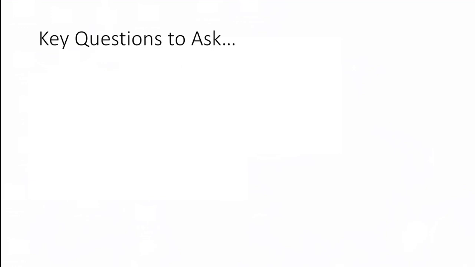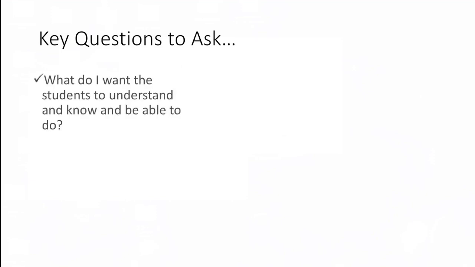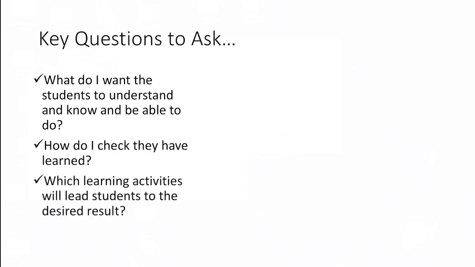So there are some key questions that you can ask yourself as you're beginning this backwards design process and creating your course map. And those are, what do I want my students to understand and know and be able to do? That's the first thing. How do I check that they have actually learned it? And which activities will lead students to the desired result?